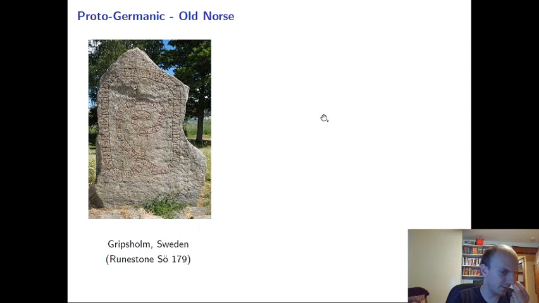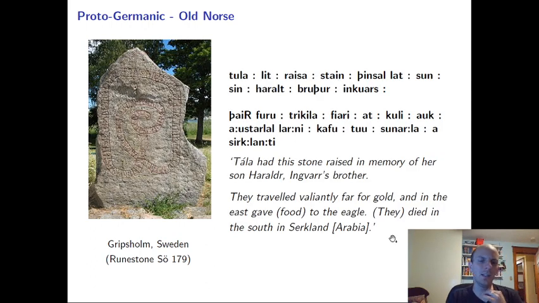Other cool ones, it's just good to see where this data comes from. Like, what are we comparing against? Check out this killer stone. There's a rune stone here. This is in Old Norse, and it says these awesome adventures, right?